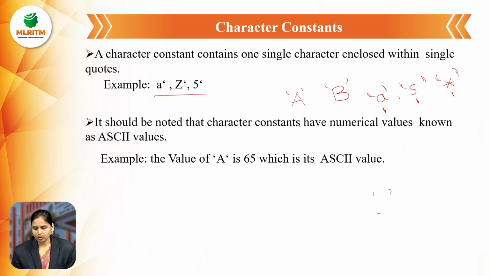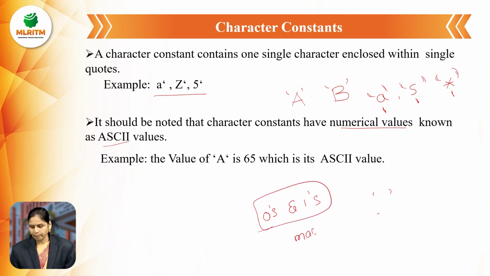It should be noted that character constants have numerical values known as ASCII values. Why we use ASCII values: the computer does not understand letters, digits, or special symbols. The computer understands only machine language. So whenever we use characters, alphabets, numbers, and special symbols, they are converted into ASCII values, and the ASCII value is converted to binary form. The binary form contains only zeros and ones. This combination of zeros and ones is called machine language.